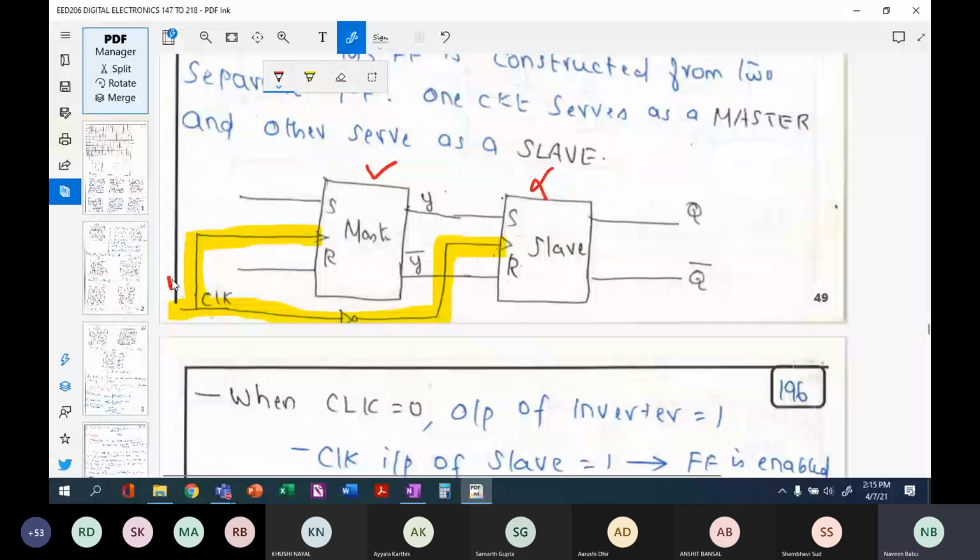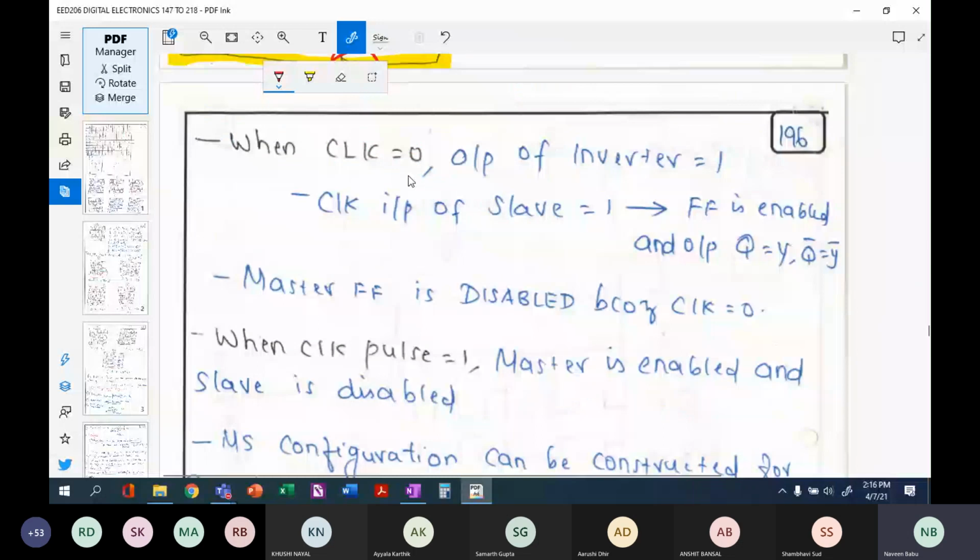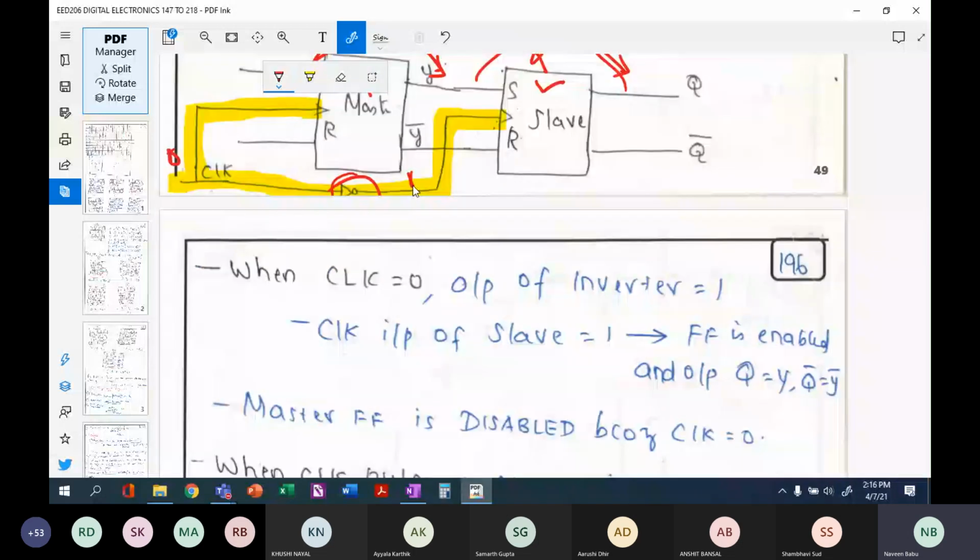By this way, the flow of outputs from level 1 input to level 1 output, and level 1 output to level 2 output, are controlled better using this complemented clock. The same has been explained in theoretical fashion here also. Whenever clock is 0, the output of your inverter will be 1. So the clock input of the slave will be 1, which means that this particular slave flip-flop will be enabled. When the slave is enabled, you will get your Q and Q bar output.